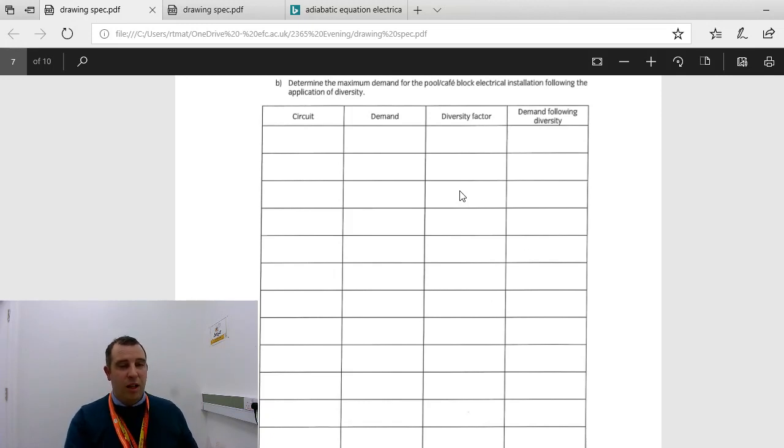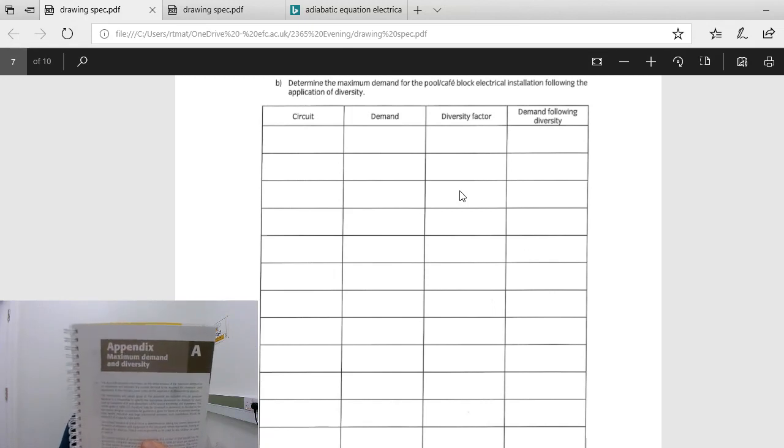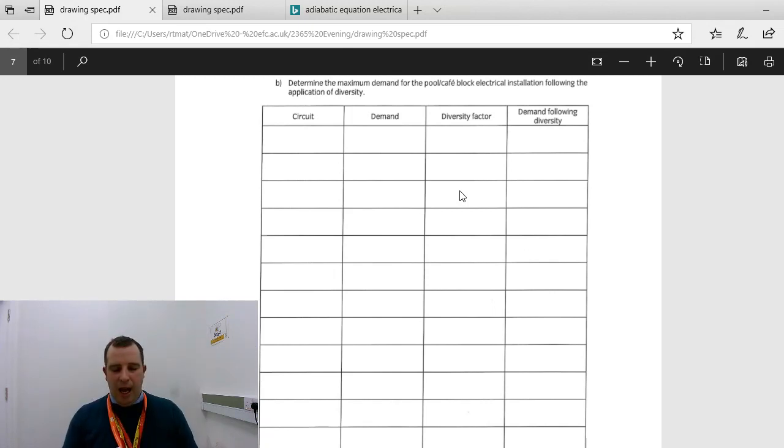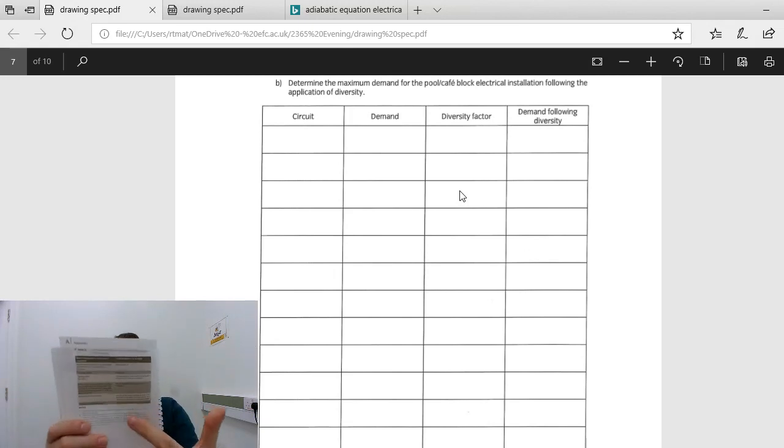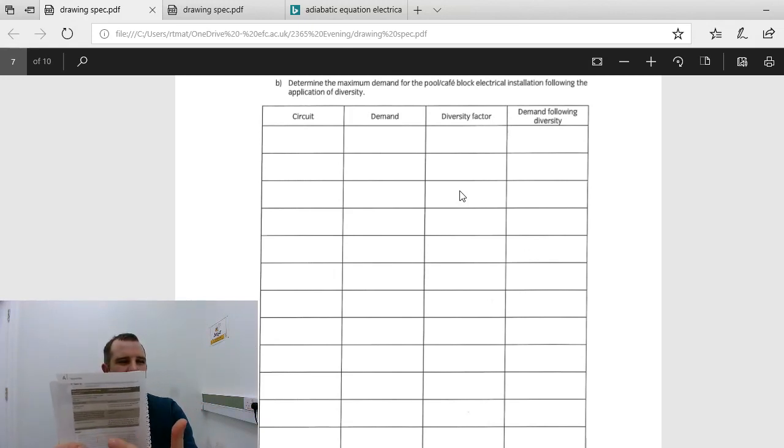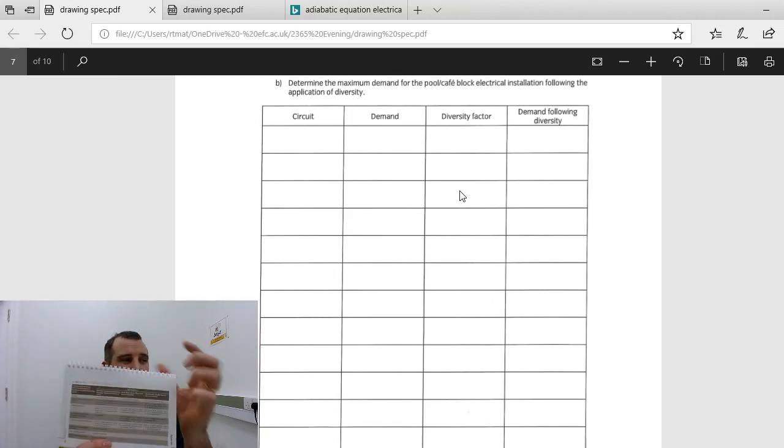Diversity is only in the On-Site Guide. Diversity is chapter A, so you've got to look at chapter A, and there are two little tables in there. It tells you what to use for the different supplies, the lights and stuff like that. Any lighting circuits and stuff like that, you can't work out the current demand, and it tells you how to work out the current demand there. For socket outlets, you can use the actual rated current, so any other sockets, amps, you can put down that. And then what you can use is this table here.